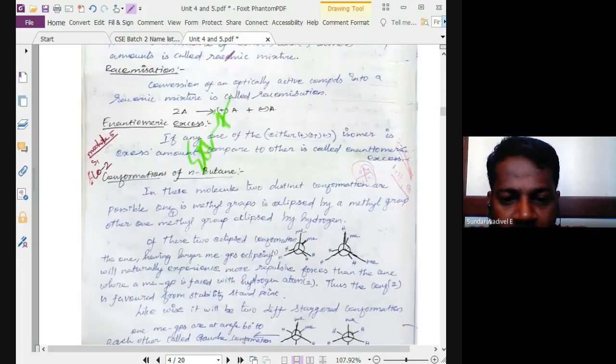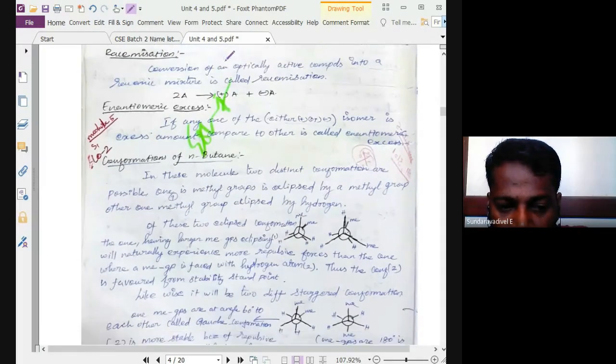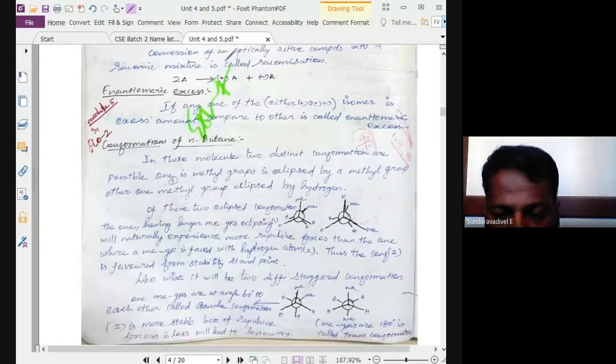Then we can go for the conformation of N-butane. So what is the N-butane formula? How many carbons are there in N-butane? N-butane.